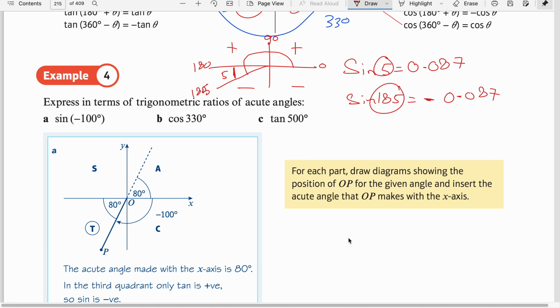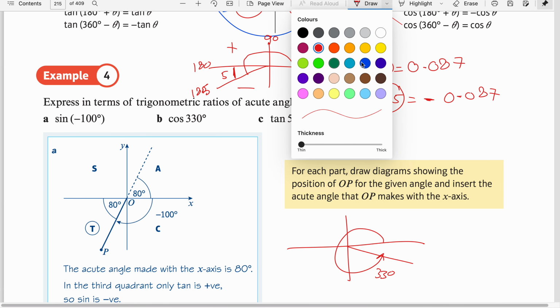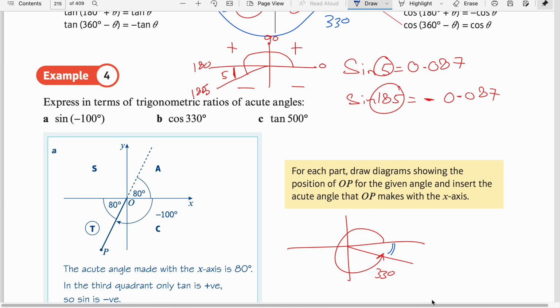If it is cos 330, is this the right position? May I say this is 330? What would this angle be marked in blue? 30 degrees. So can I say cos 330 or cos 30? They have the same value, because the basic angle is the same and both are in a quadrant which is positive. If you want to check, you can see cos 330 and cos 30 in your calculator.